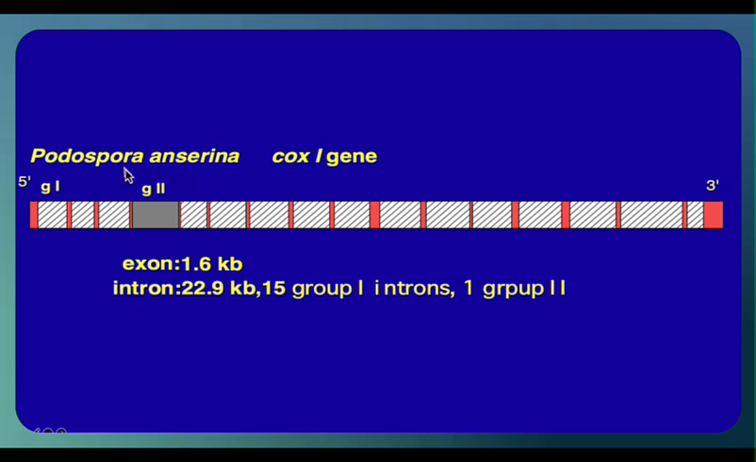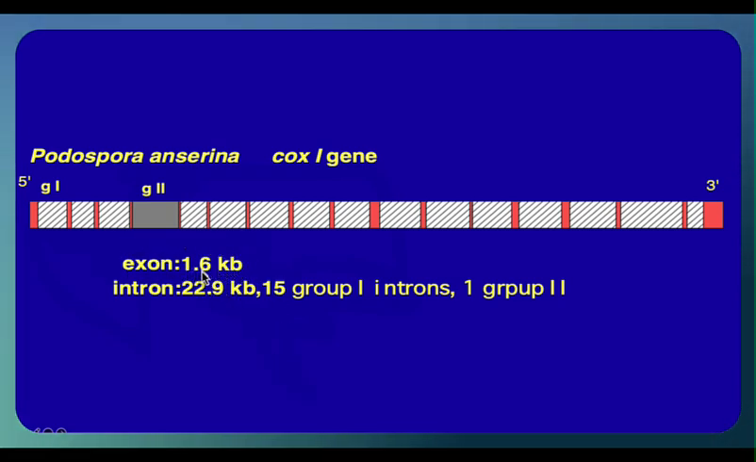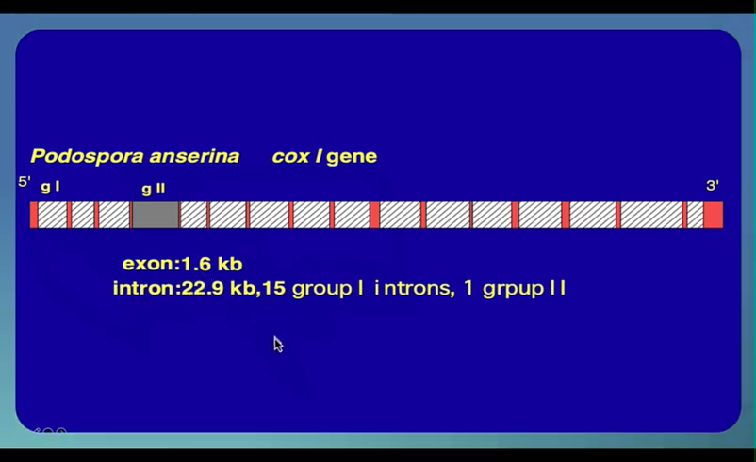This is the COX-1 gene of a fungus, Podospora anserina. The white areas with hatching indicate Group I introns. There are a total of 15 Group I introns within this COX-1 gene. Additionally, there is one Group II intron, which is shown in gray. On the other hand, the red areas indicate exons. The total length of the exons in the COX-1 gene is 1.6 kilobases, whereas the total length of the introns is 22.9 kilobases. As in this example, numerous Group I and Group II introns have been discovered in the mitochondria of fungi.